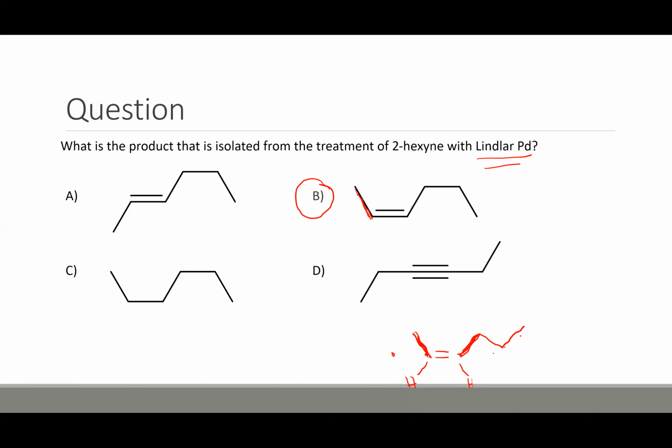Notice that this is the cis formation of the double bond, whereas this is the trans formation. Trans is the opposite side, cis, same side. Remember that we could also write this as Z and E.